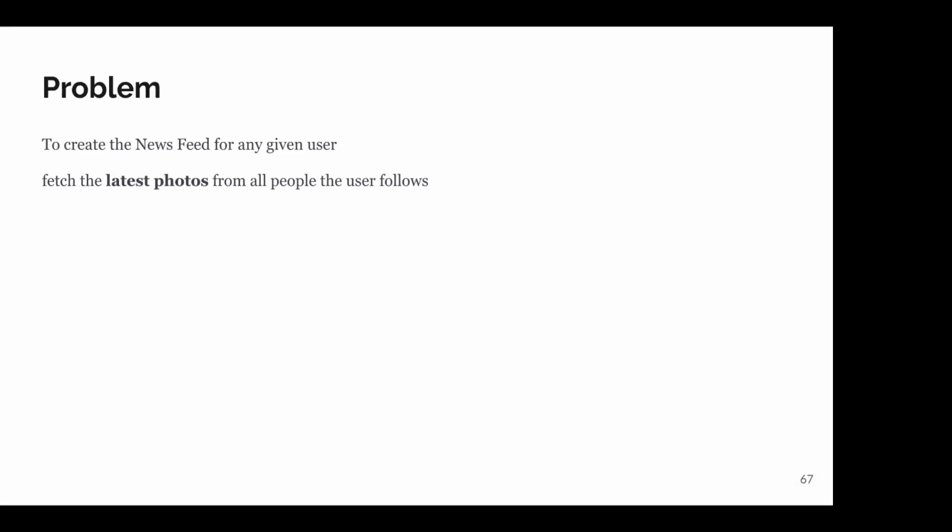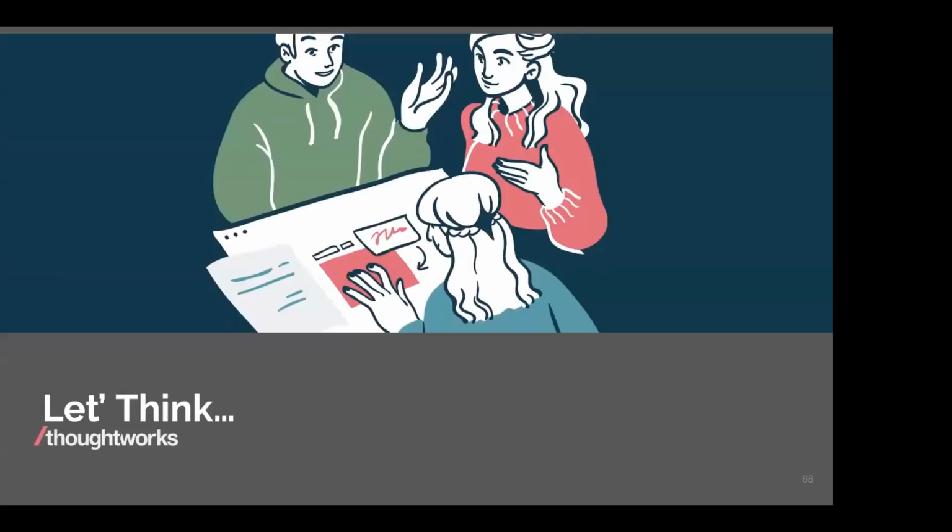Now we have another problem. To create this news feed, we need to fetch the latest photos from all the users one follows. We don't want photos that are 20 days old. So what do we do for that? Let's think.